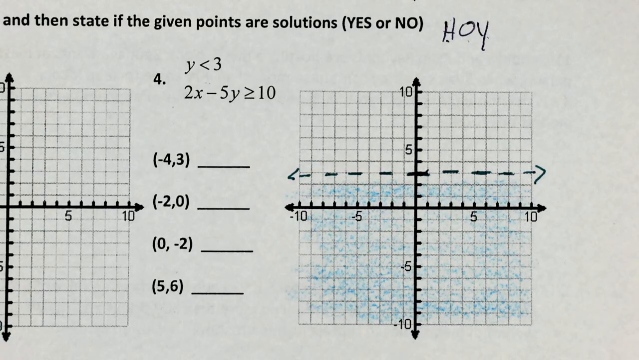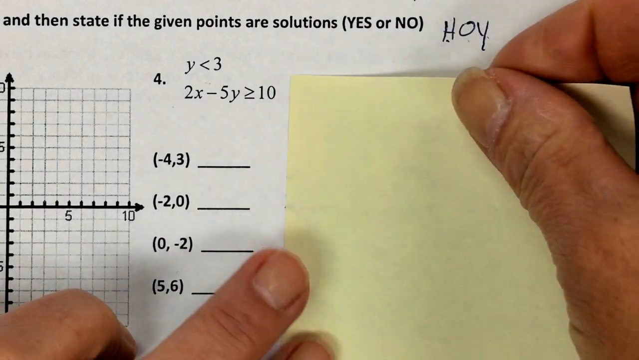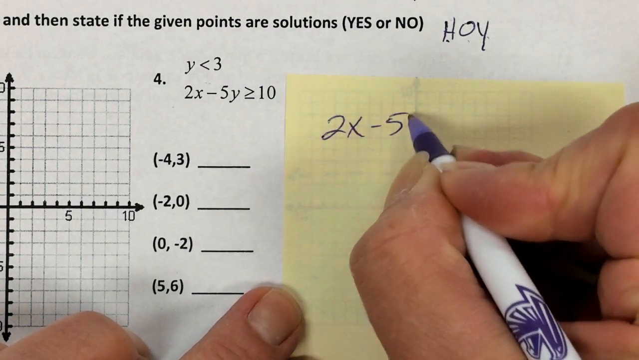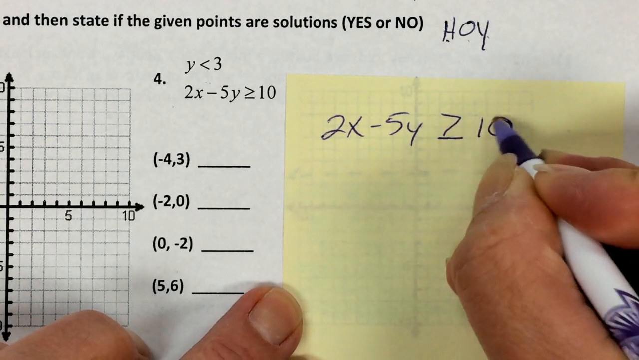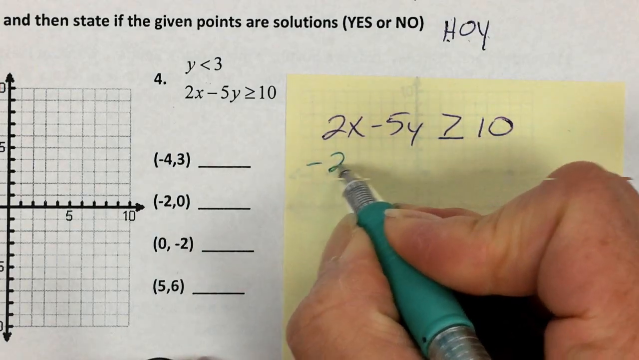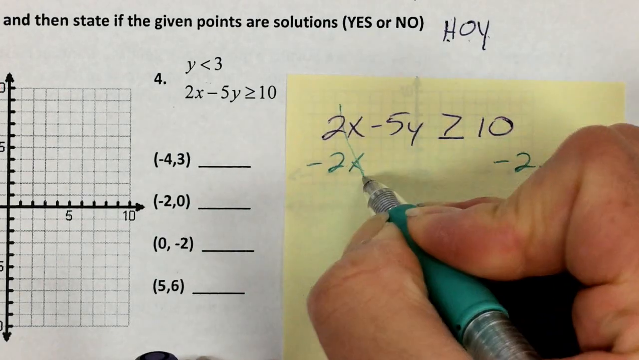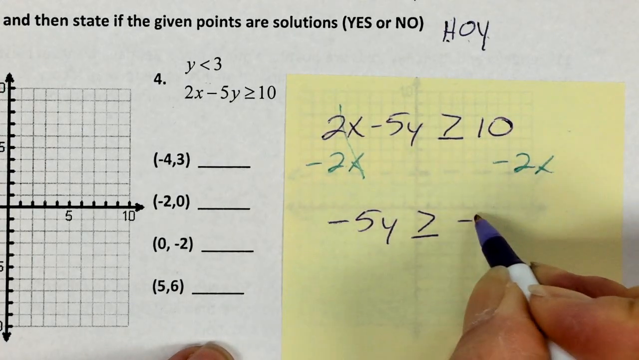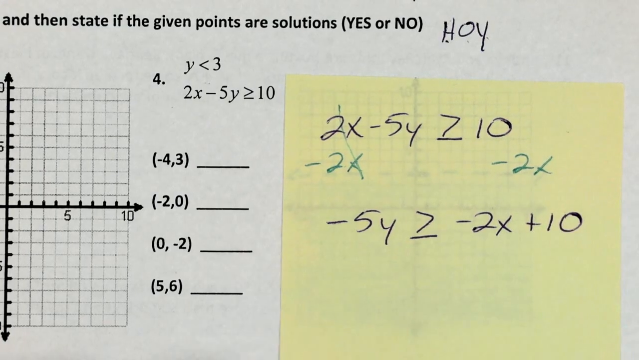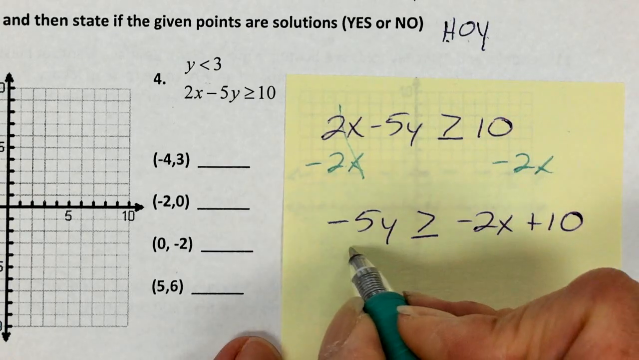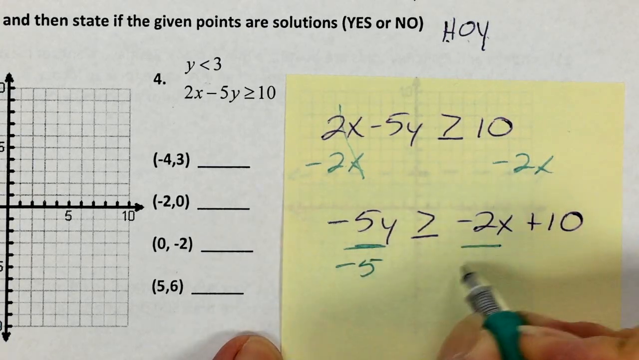And then our second one is in standard form, so that will need to be rearranged. So let's go ahead and do that one. I have 2x minus 5y. I need to move the 2x to the other side, so we're going to subtract that from both sides. And then I need to get rid of that coefficient of negative 5. I'm going to divide everything by negative 5.